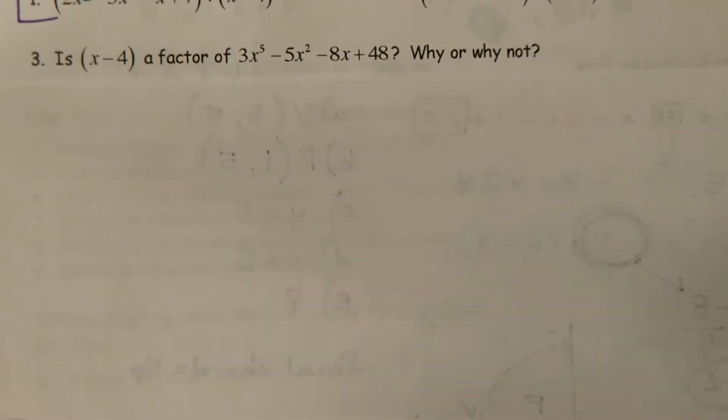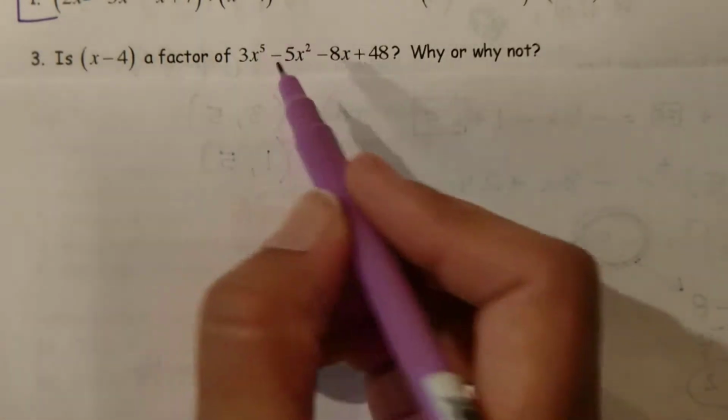Number 3, is x minus 4 a factor of 3x to the 5th, and so on, why or why not? Okay, so if it's a factor, when we do synthetic division, we're going to end up with a remainder of 0. So let's go ahead and do synthetic here.